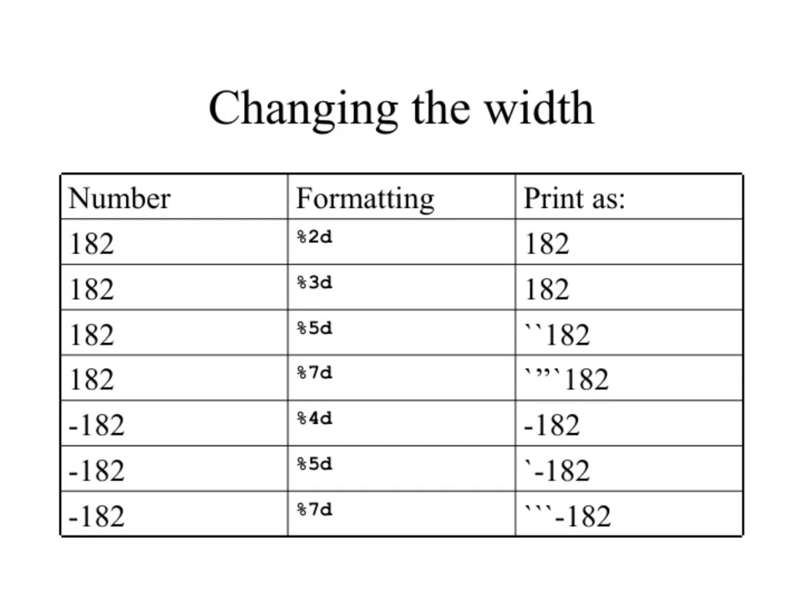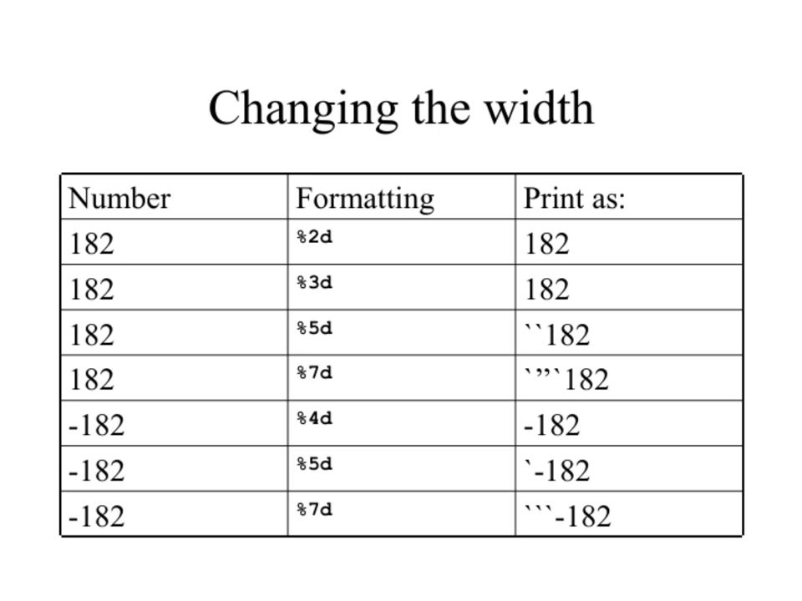Now let's take a closer look at this slide, which focuses on changing the width in formatting. On the left, you'll see some examples of how numbers can be printed with different width specifications. For instance, printing the number 182 with a width of 2 digits using %2d. Then, we see the same number printed with a width of 3 digits with %3d, and so on, increasing the width to 5, 7, and even 9 characters. The idea here is that by adjusting the width, we control how numbers are displayed, especially when aligning output or creating a neat, columnar appearance.